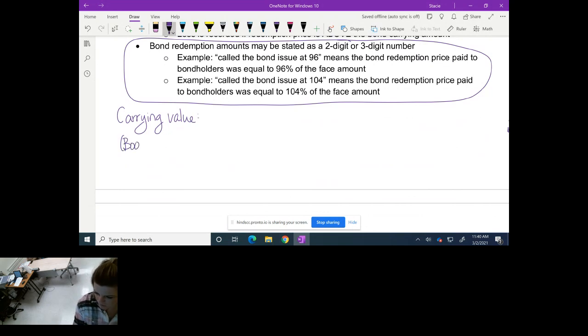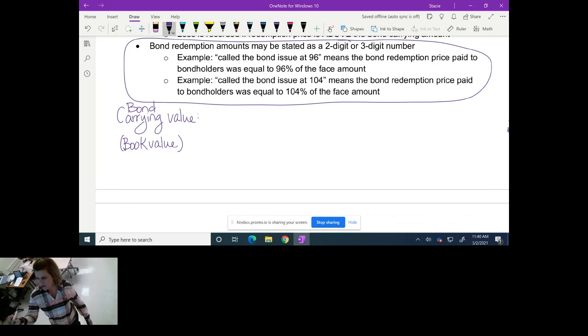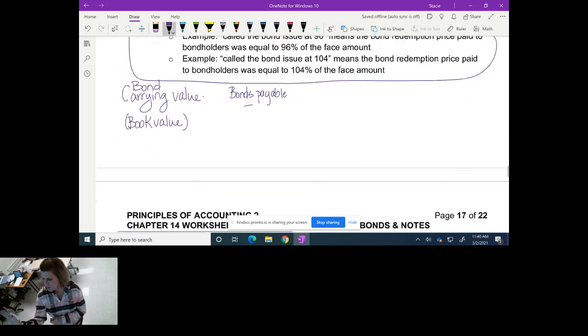Or book value. How do you calculate that? If you have a discount, let me think about this, make sure I get it right. With a bond discount, you will take the bonds payable amount and you subtract the discount. That will give you carrying value or book value.